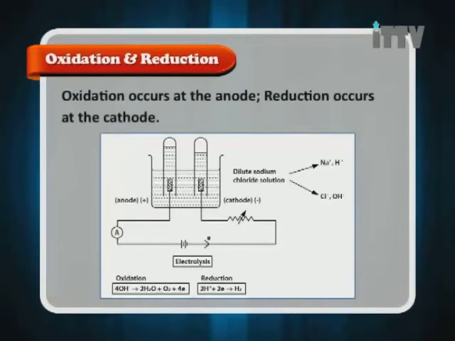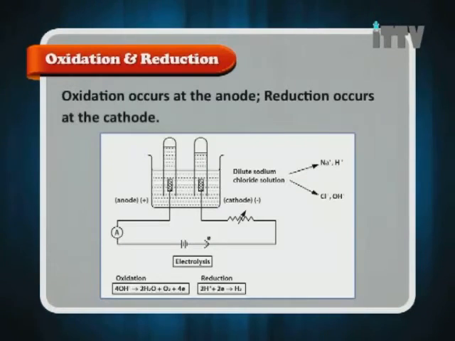So let's move on to a simple concept that students need to remember: oxidation occurs at the anode and reduction occurs at the cathode. If you refer to the simple diagram in the slide, there is an electrolysis apparatus setup, whereby the electrolyte used will be dilute sodium chloride solution.